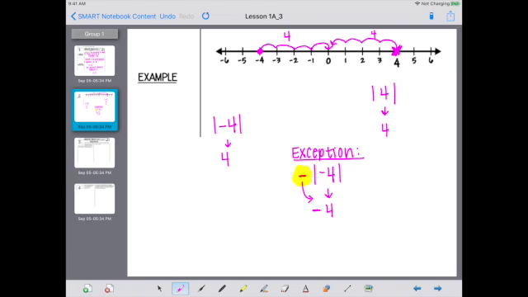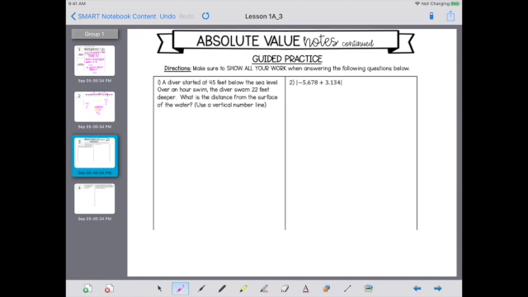Okay, so let's go over some problems and examples. The first one: a diver started at 45 feet below the sea level. Over an hour's swim, the diver swam 22 feet deeper. What is the distance from the surface of the water? Use a vertical number line. Just like we had a horizontal number line, you can use a vertical number line to help you visualize the depth of the water. So if you have the sea level, that's 0. The diver started at 45 feet below, so that's negative 45.